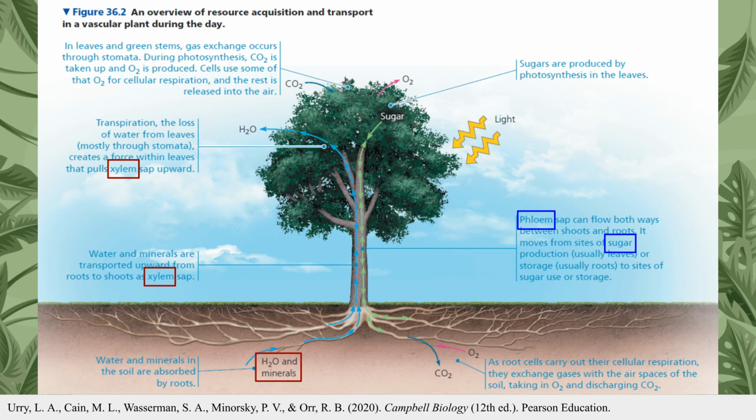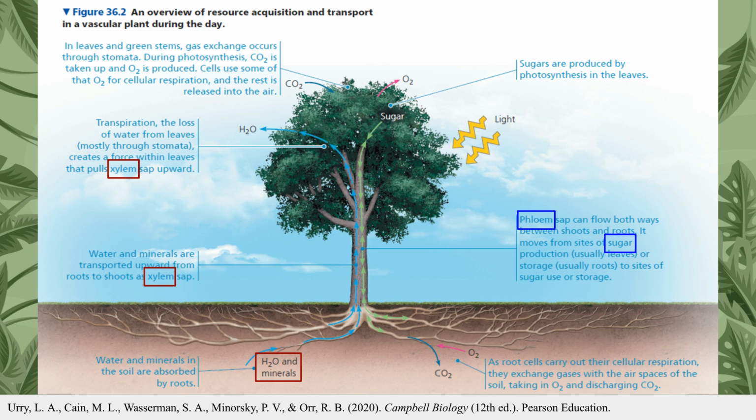This diagram illustrates how a vascular plant acquires and transports resources during the day. Roots absorb water and mineral nutrients from the soil and carry out respiration. Water and minerals move upward through the xylem, driven by transpiration from the leaves. In the leaves, carbon dioxide enters through stomata and is used in photosynthesis to produce sugars, while oxygen is released.